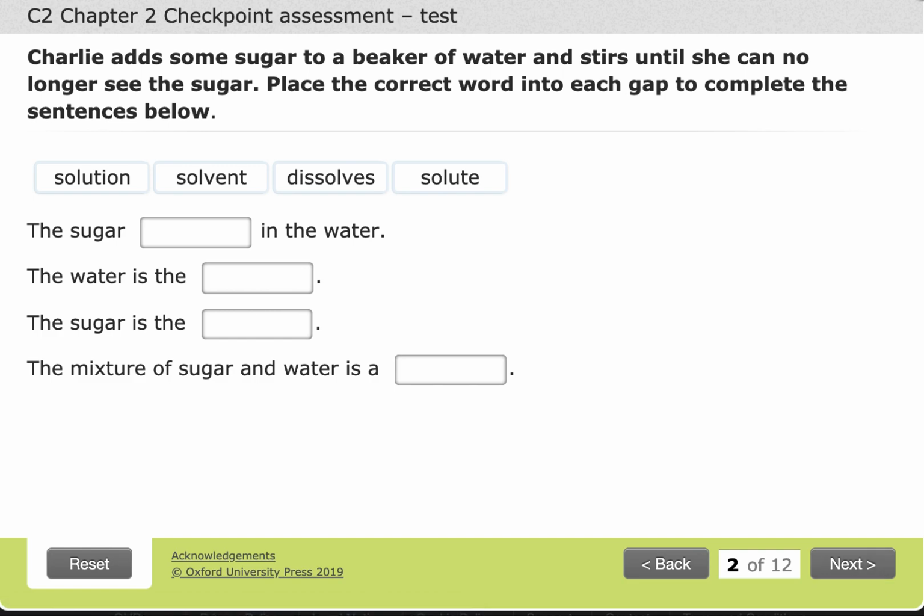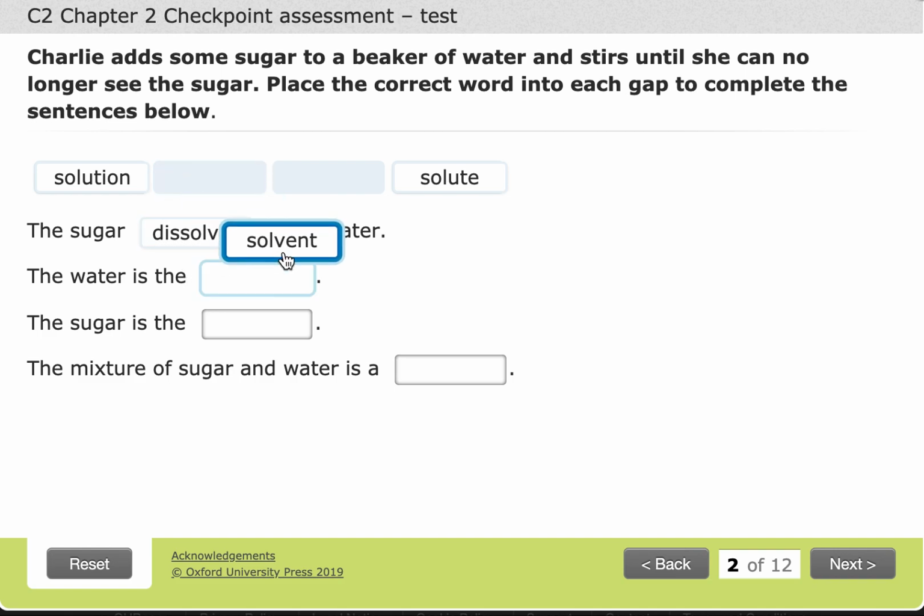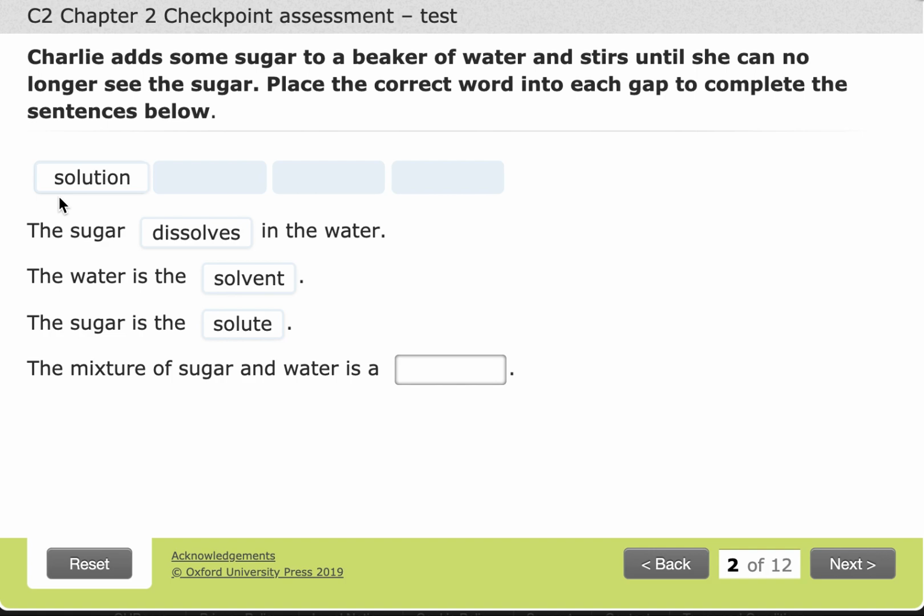Now we're looking at some dissolving. We want to just choose the correct word. We've got sugar, which is being added to a beaker of water and stirred. Let's have a look. First thing first, the sugar disappears, and so therefore we'd say that the sugar dissolves in the water. And the water in this case is something that we call the solvent. The sugar that we're dissolving is the solute, and by adding those two together we are getting a solution. Solute plus solvent equals solution.